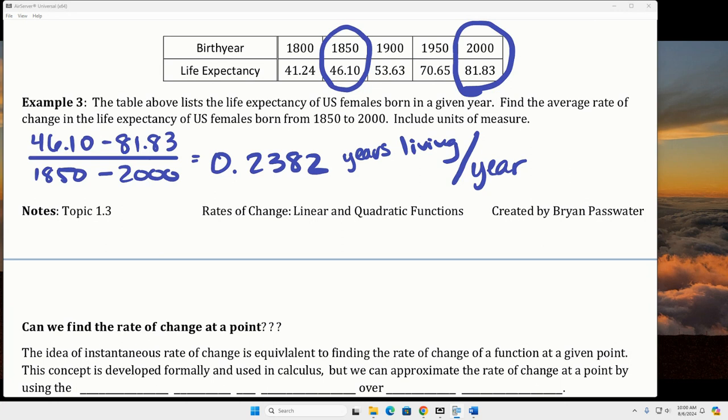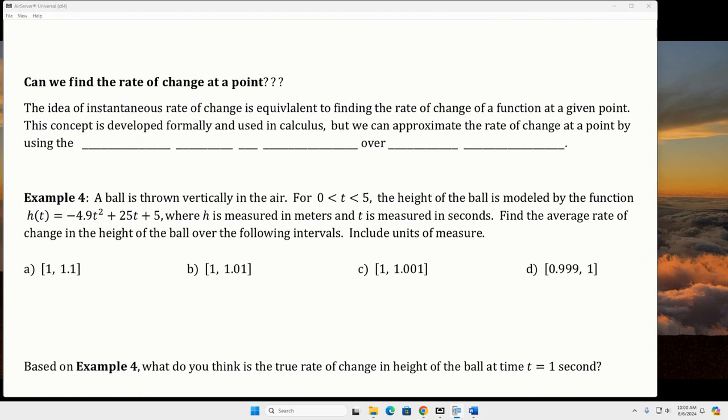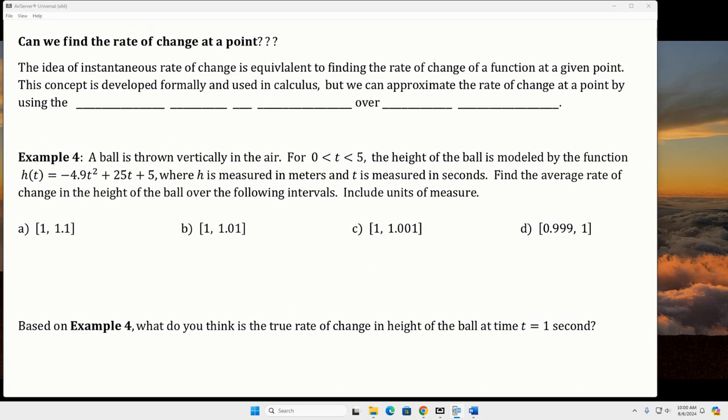So what this means is each year between 1850 and 2000, the life expectancy of women went up by 0.2382 years of living per year. All right. So we're going to do the top half of this, and then we're going to take a little break until tomorrow.